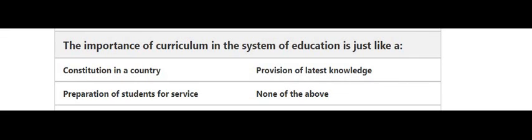Major concern of curriculum is: personal satisfaction, change in individual behaviors, preparation for service, none of the above? Correct answer is change in individual behavior. The importance of curriculum in the system of education is just like a provision of latest knowledge.